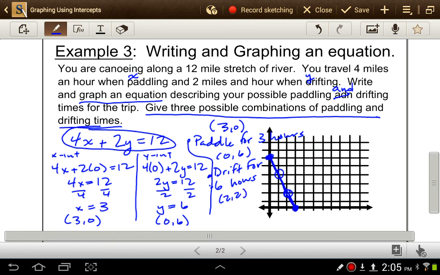So I could say I could paddle for 2 hours, alright, and drift for 2 hours also. Okay, and that's going to be my third choice. So those are 3 different possible paddling and drifting times that I could have for the trip.